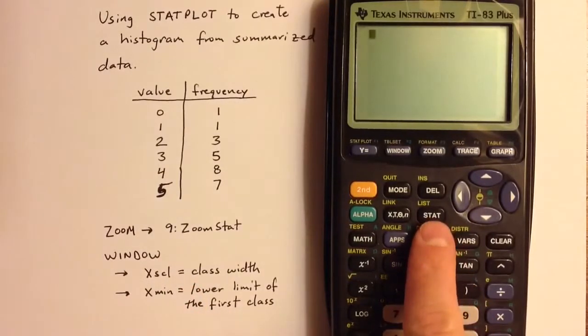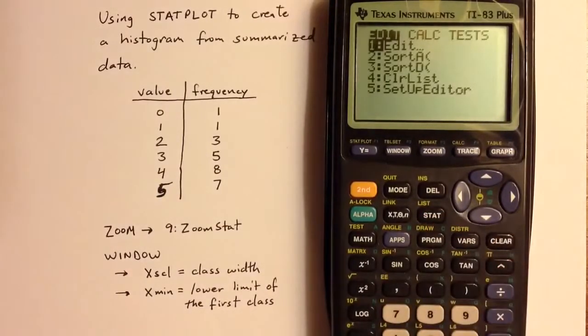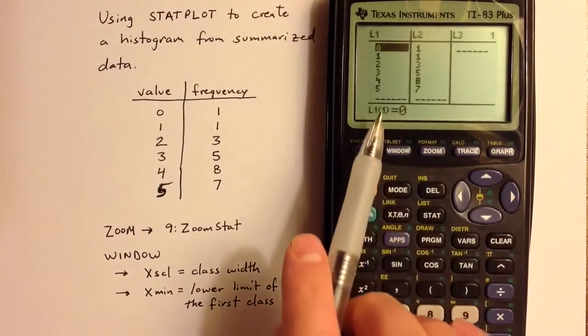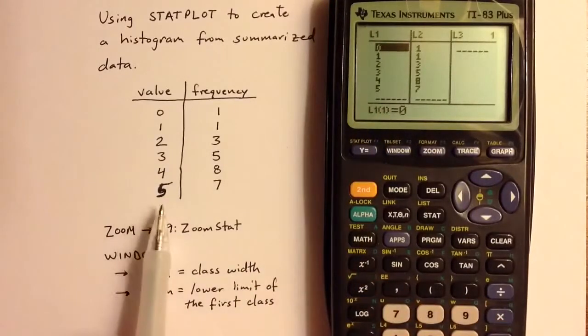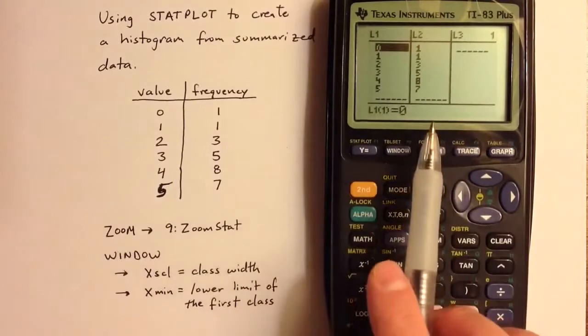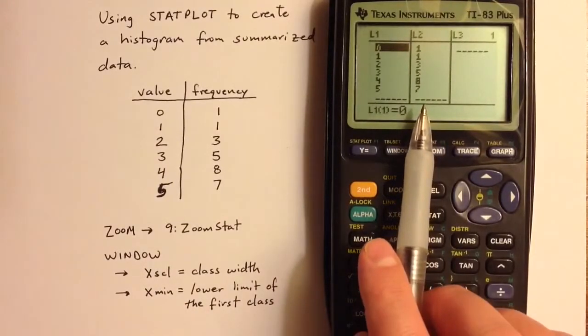So we can enter the data into two separate lists by going to Stat and choosing Edit. And I've already entered the data there. List 1 has the values of the data, the values of the variable, and List 2 has the frequencies.